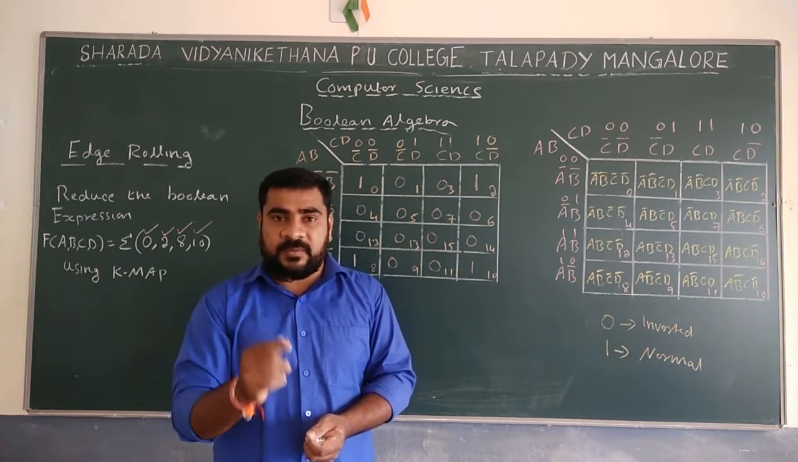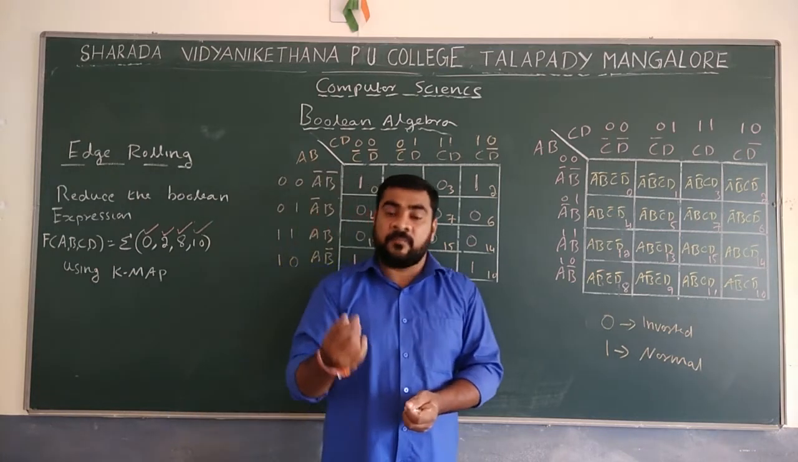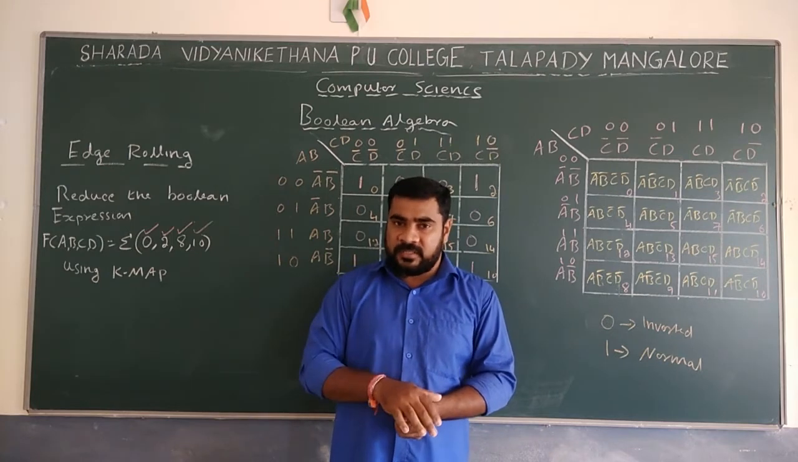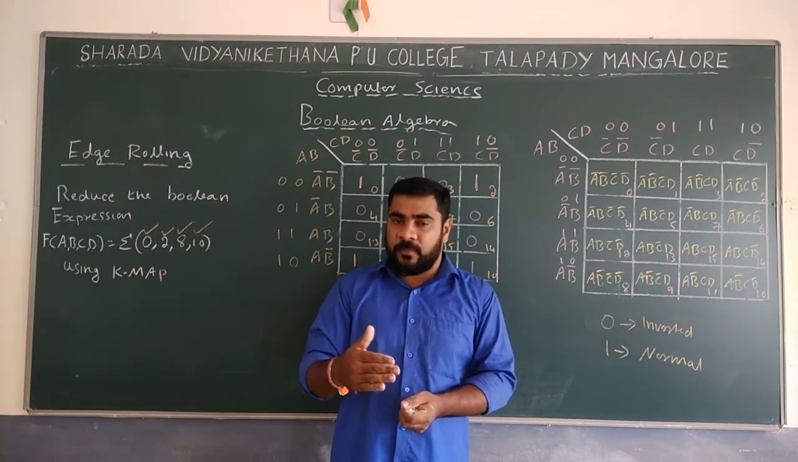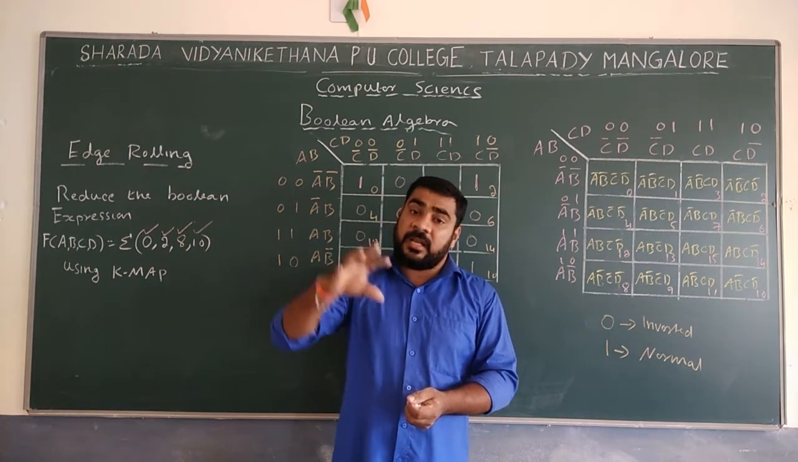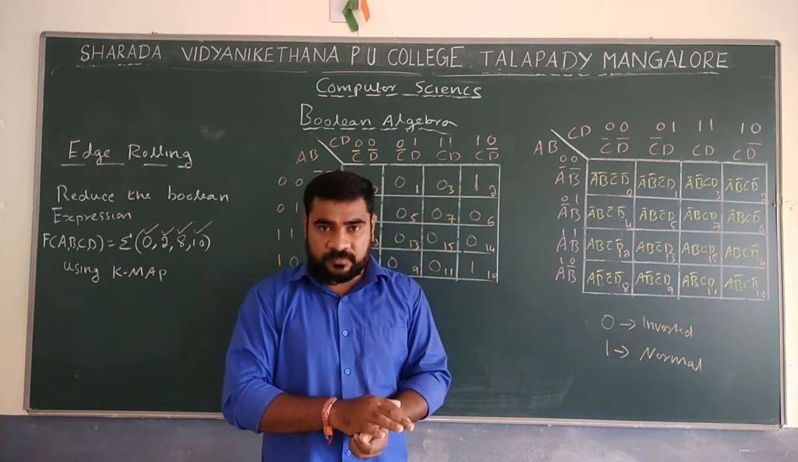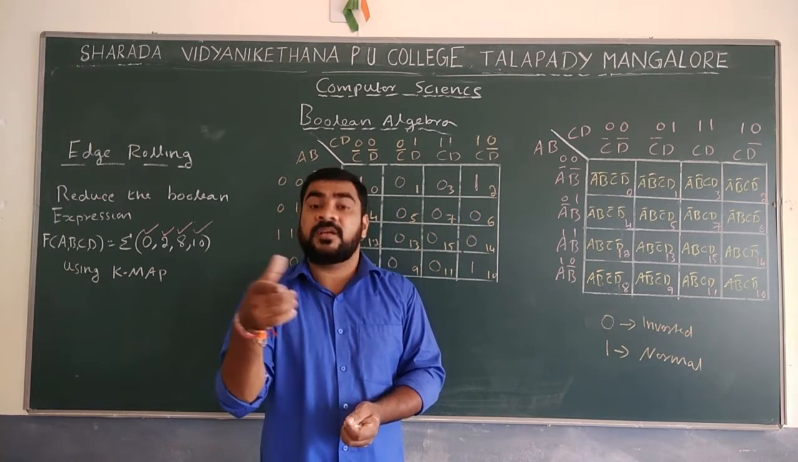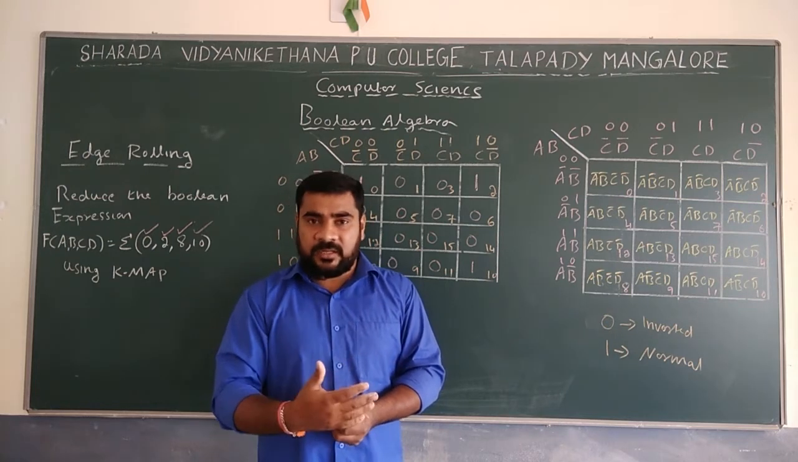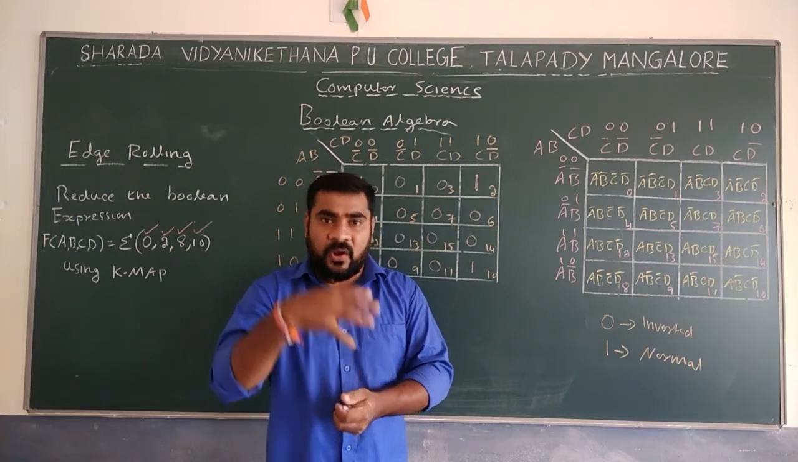Octet means only one variable term will be there. Quad means 2 variables are there. Then whenever you go for a pair, 3 variables will be there. See the number of groups: whenever the number of groups is less, the terms also reduce. Whenever 2 groups are there, 2 terms will be there. Whenever 3 groups are there, 3 terms will be there. So we have to reduce.